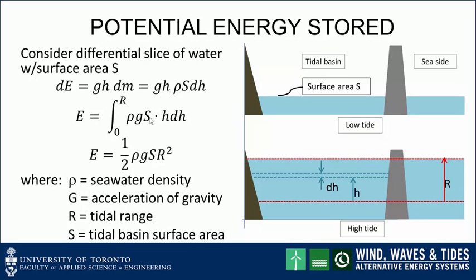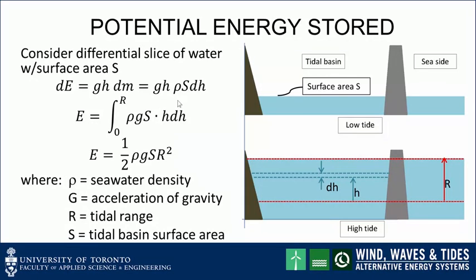So if we put all this together and integrate it from 0 to the tidal range R, the maximum difference between the low and high tides, we come up with 1/2 rho, where that's the density of seawater, times the acceleration of gravity, times S, again the tidal basin surface area, times the tidal range, the maximum difference between the low tide and high tide, squared.